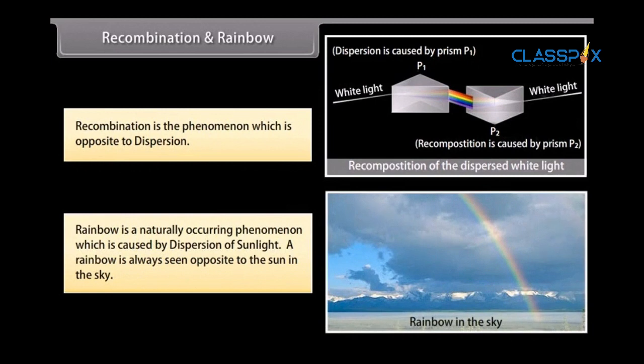We all love to see the lovely view of a rainbow after the rains. It is a natural phenomenon which occurs as a result of dispersion. A rainbow is always seen opposite to the sun in the sky. During rain, water drops act as prisms for the sunlight. Water drops refract, disperse, and then internally reflect the sunlight to give the rainbow.